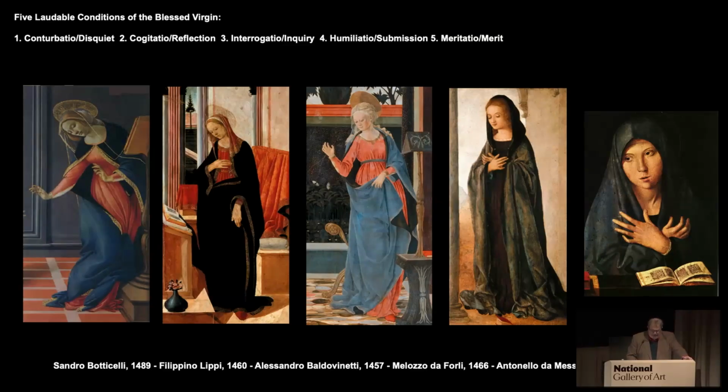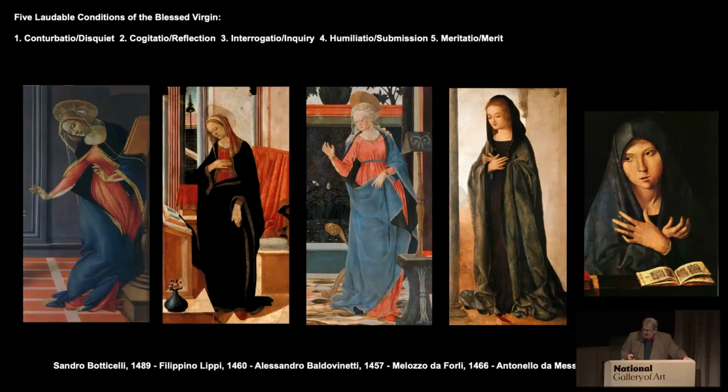And so in Florentine art of the 15th century, which was dominated by Franciscan sermons and Franciscans to a large extent, there was this development of what was known as the 5 laudable conditions of the Blessed Virgin. And here they are illustrated from left to right. The first one was referred to as conturbatio in Latin, but it's simply disquiet or being ill at ease. And then reflection, inquiry, submission, and merit.